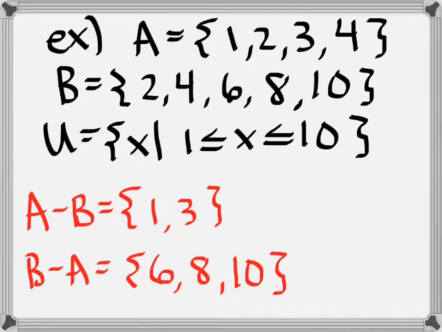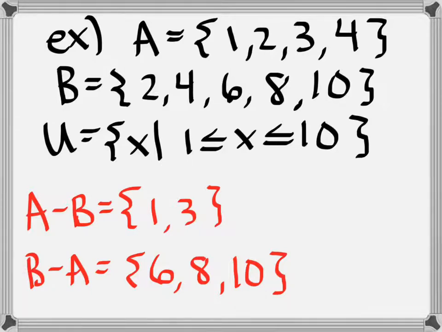We can look at A minus B. So again, this is the set where you take all the elements in A and you throw out the ones that are in B. So since we have A, we have elements 1, 2, 3, and 4, but we want to throw out the elements that appear in B, and so we throw out 2 and 4.